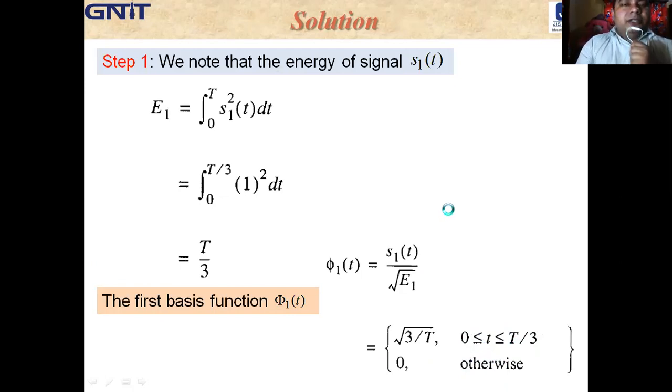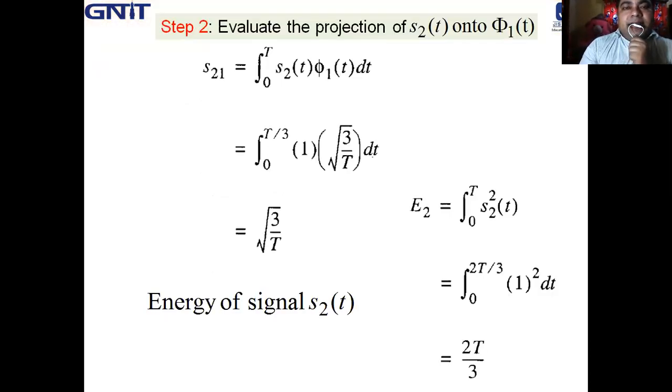Now move to the construction of the second basis function. To move for the second basis function, first we need to determine S21, that is the projection of signal S2(t) on the basis function phi 1(t), which can be determined as the integration from 0 to T of S2(t) phi 1(t) dt.